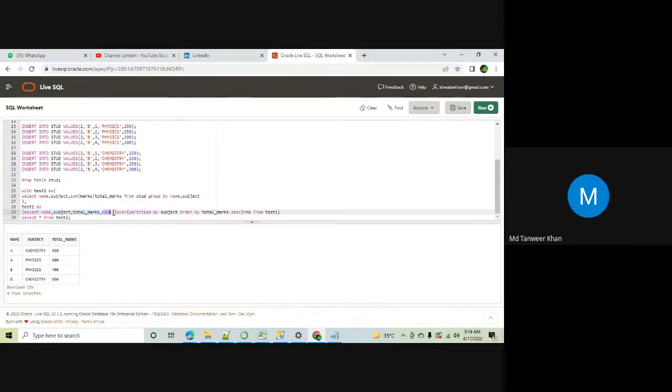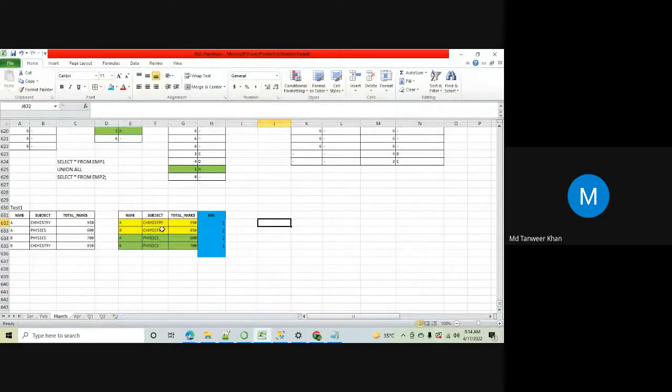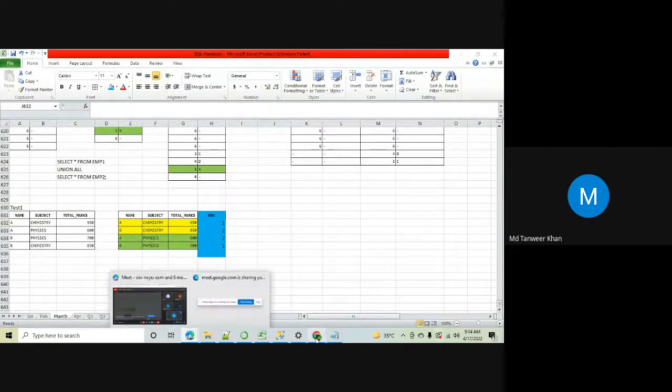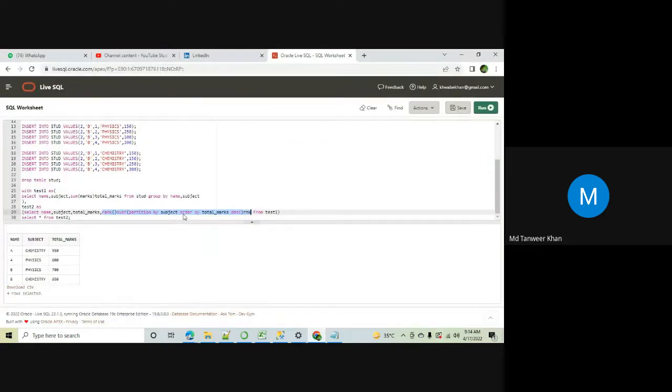Any questions so far? No question. Okay, then I have used rank over partition by subject, order by total marks descending. I hope if you have understood yesterday's class, you can understand from here. I am trying to find the rank partition by subject. That's why in the query I have used rank partition by subject and order by total marks descending. Why descending? Because I want the highest marks to be given the first rank. And then from this temporary table test one, I want this data.